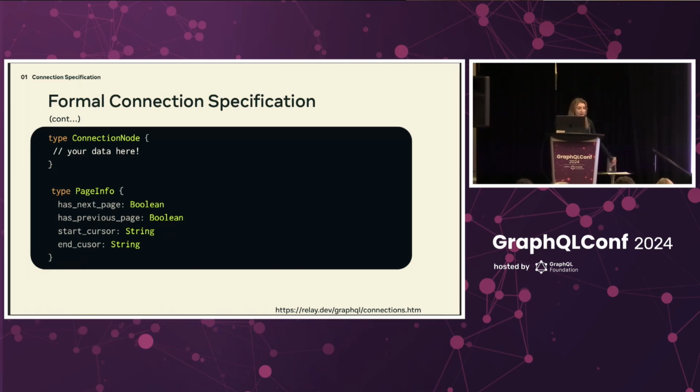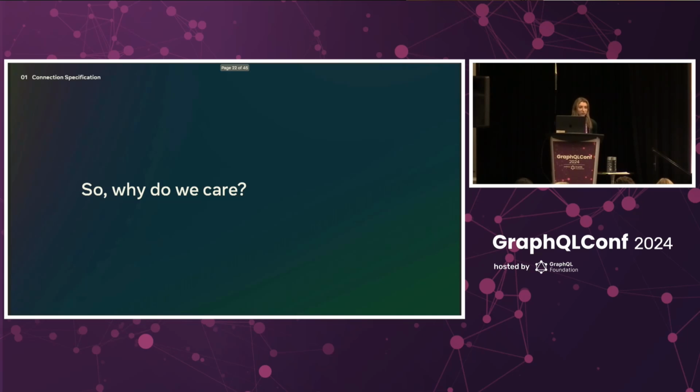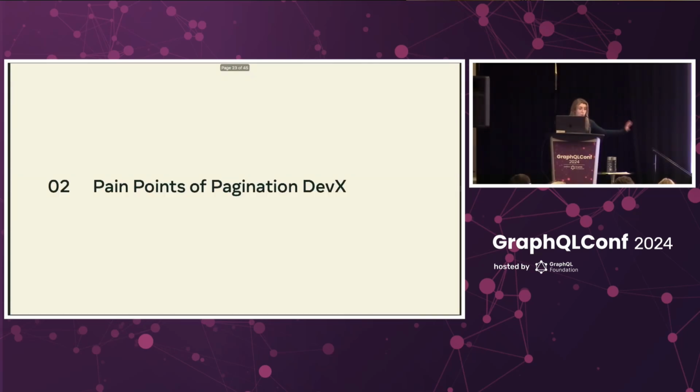So great. We have a specification. We know this, Sabrina. We all use relay. Why do we actually care? Well, let's go through what it actually looks like to paginate on the client, and I think it will just drive how important using a formal specification is when we derive these points.